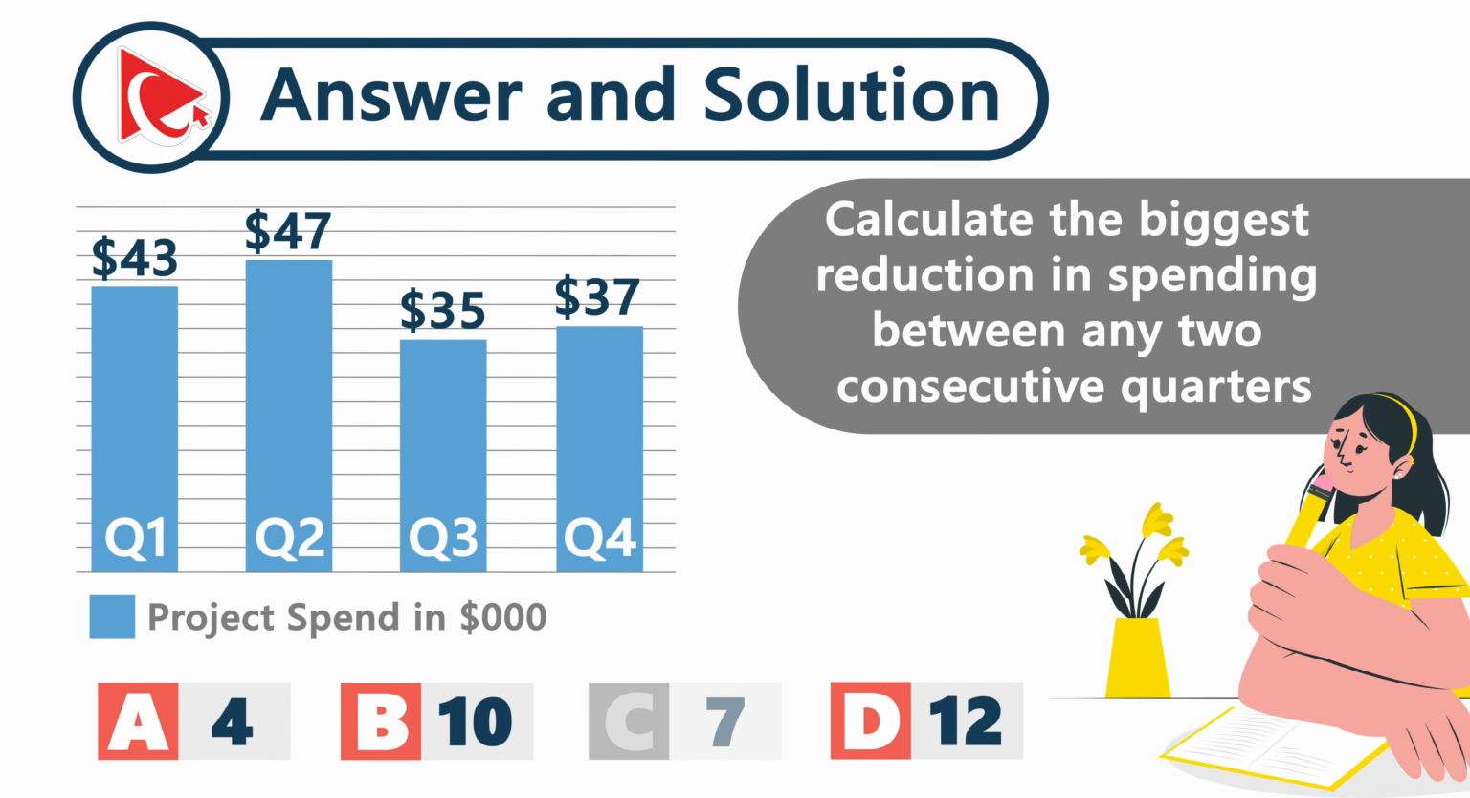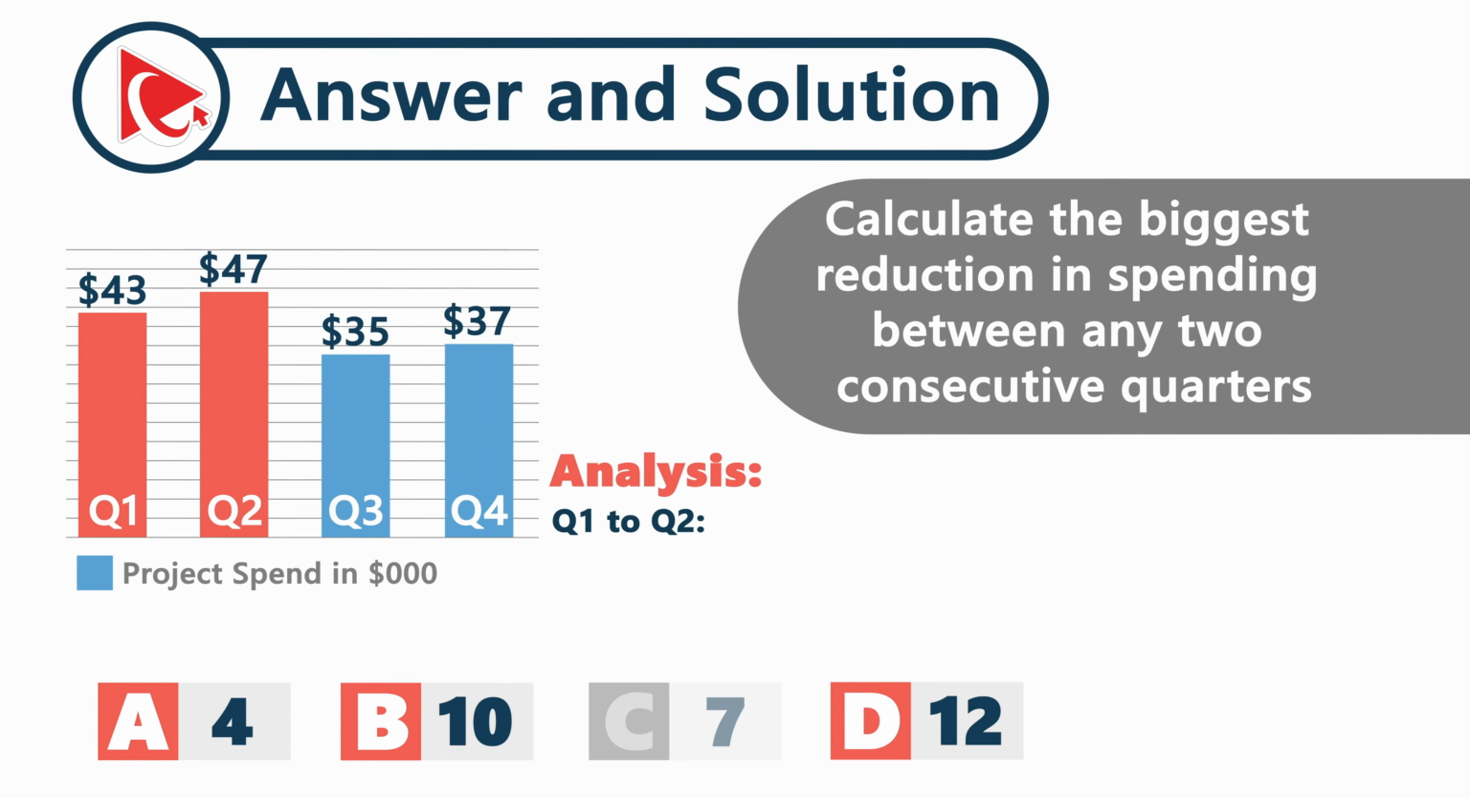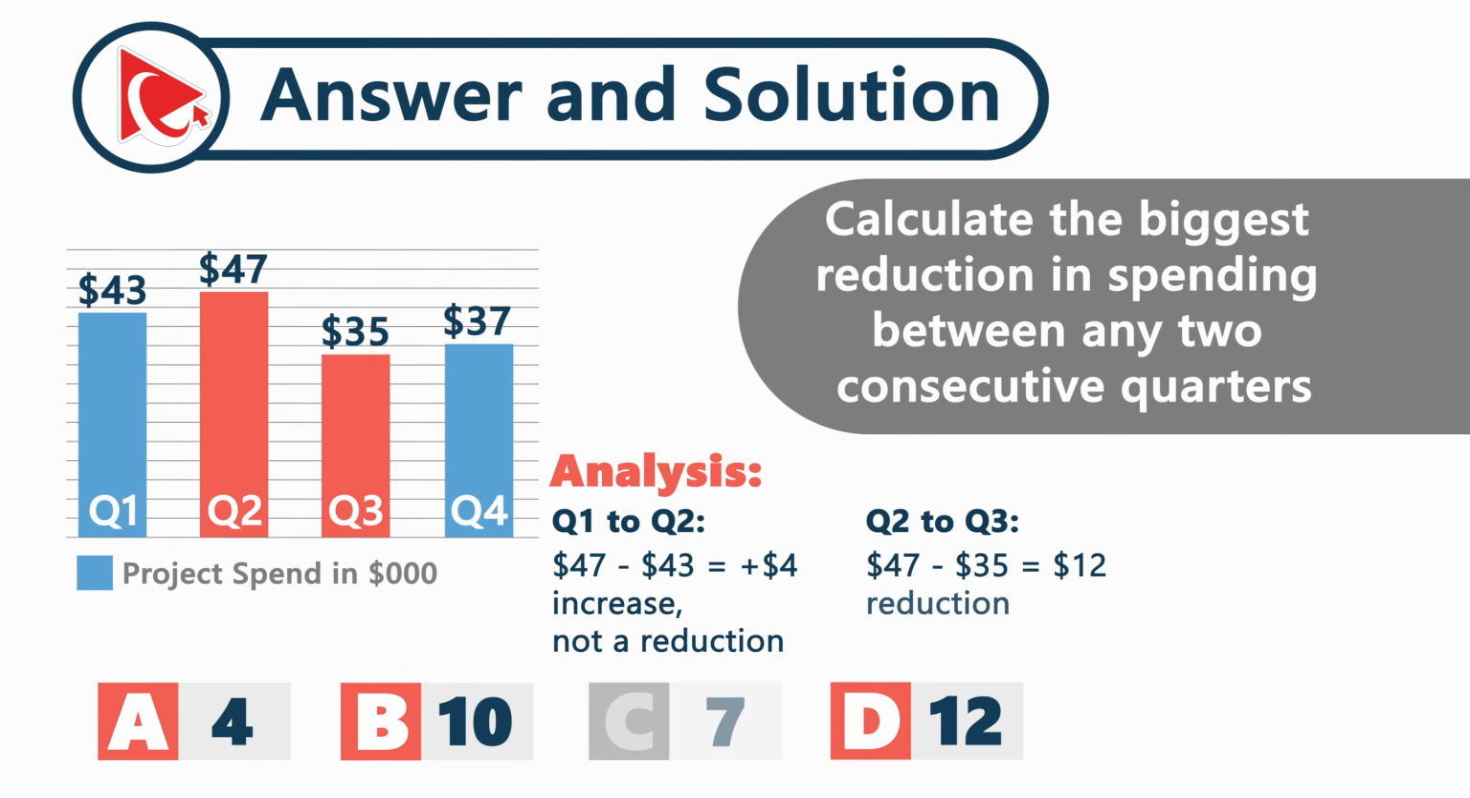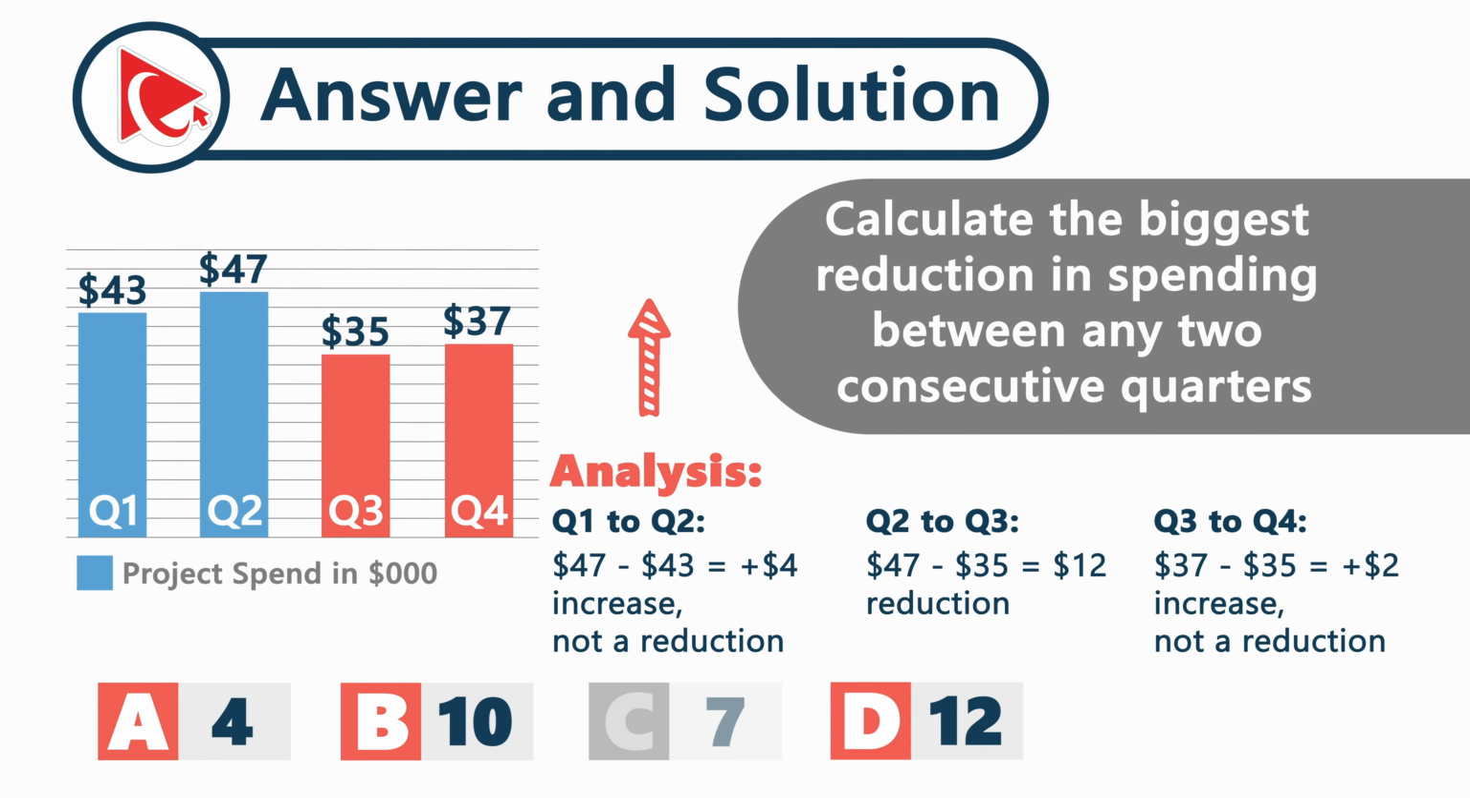To solve this problem, we need to calculate the differences between the quarters. Q1 to Q2 difference is 47 minus 43 and equals plus 4, which is increase and not reduction. Q2 to Q3 difference is calculated as 47 minus 35 and equals 12, which is reduction. And Quarter 3 to Quarter 4 difference is calculated as 37 minus 35 and equals plus 2, which is also increase.